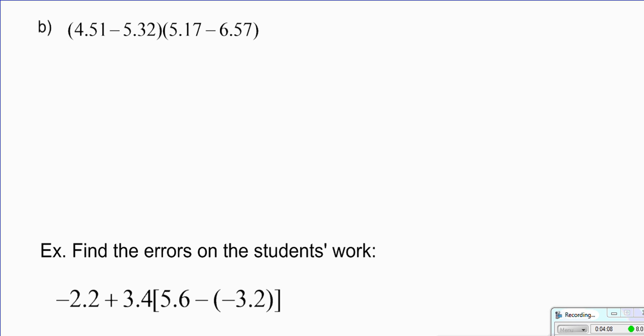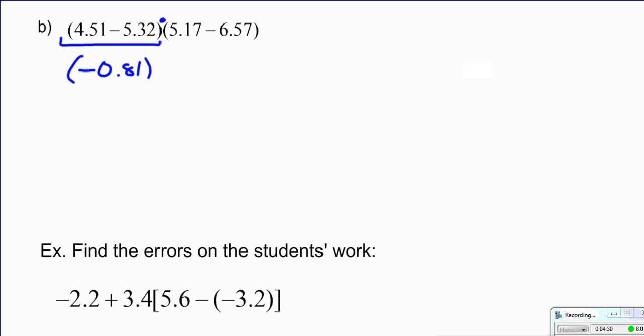And so I want you to keep in mind that when 2 things are touching without an operation in between, it actually means they're being multiplied. And so we have 2 brackets being multiplied with subtraction in between. We need to solve the brackets first. So 4.51 take away 5.32. I'm taking away more than I have, so I end up with negative 0.81.